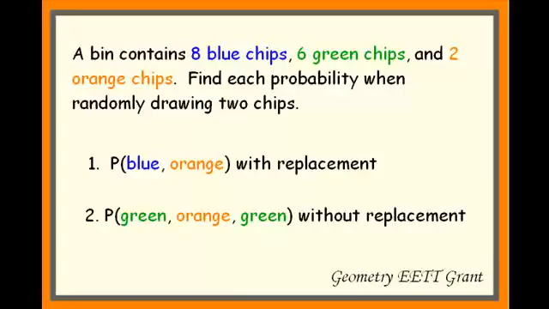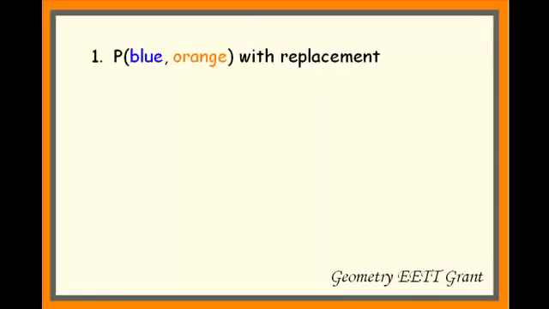On problem number 2, we're going to do the probability of green, then orange, then green, without replacement. So when we draw that green chip out, we set it aside. We do not put it back in the bin. Same thing with the orange, same thing with the second green. So remember, we've got 8 blue, 6 green, and 2 orange. Let's work these 2 problems. First, the probability of the blue and the orange with replacement.